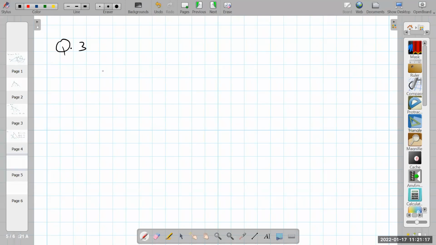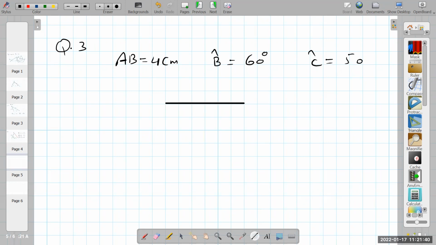Question number 3. Triangle ABC, AB is equal to 4 centimeters. Angle B is equal to 60 degrees. Angle C is equal to 50 degrees. This is the question, and we have the diagram like this.